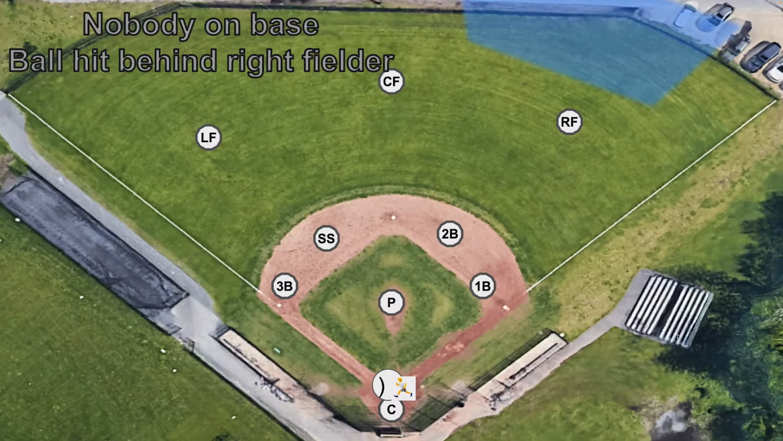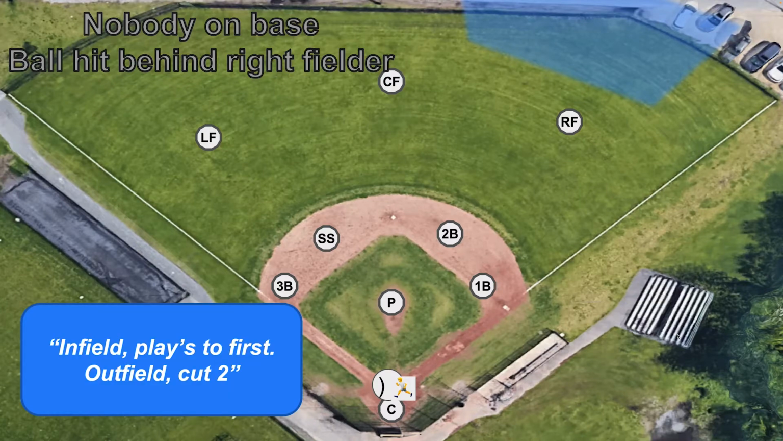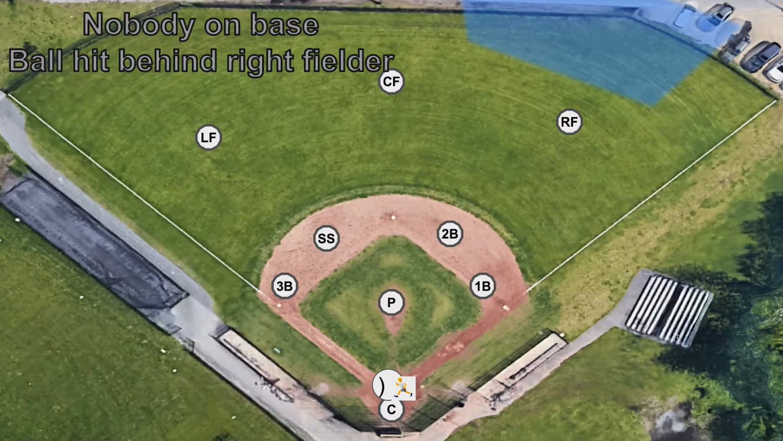And so here, I'll show you what happens. Again, before the pitch is made, nobody knows where the ball is going to be hit. So you have to have someone on this team still yell, "Infield plays the first, outfield cut 2." Ball gets hit, gets past the right fielder. Now you know it's not cut 2 anymore.